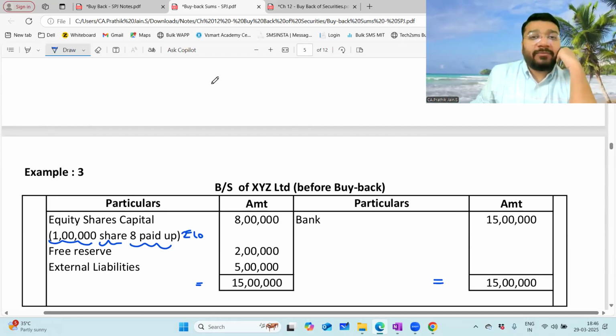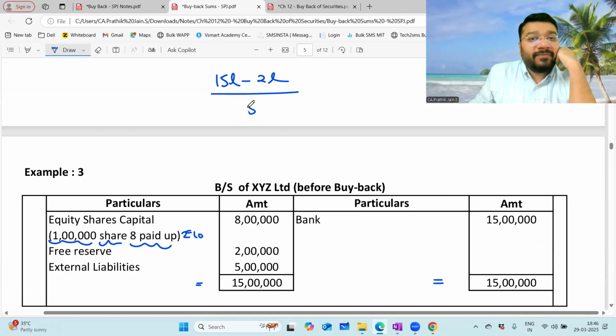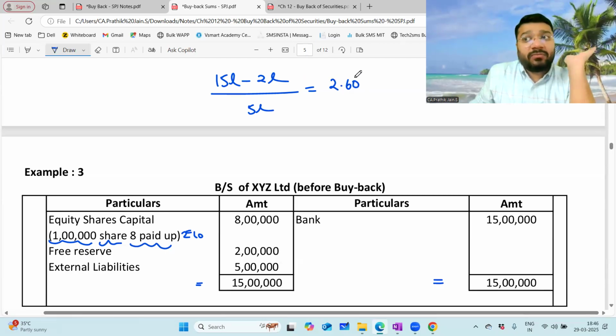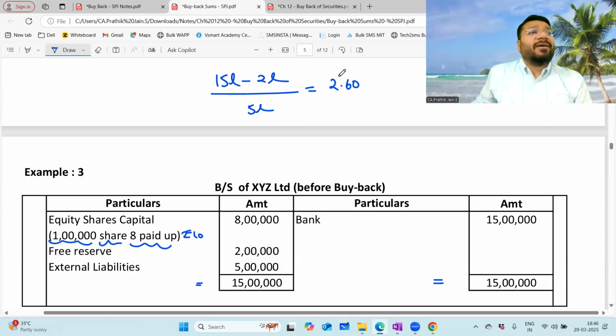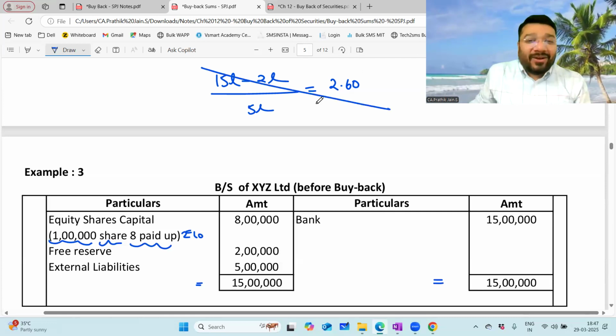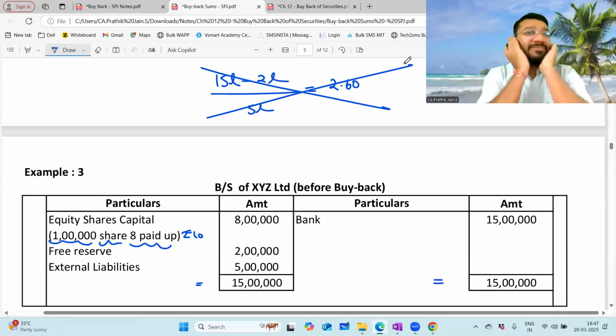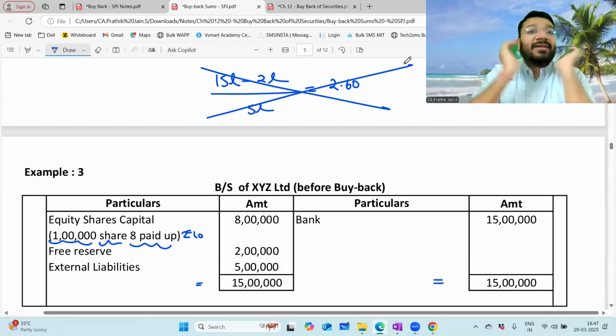2.6. How did you calculate? 2.66. Okay, 2.6 times. Wonderful. With my reaction, you have understood that the calculation you guys have done is wrong. Tell me why it is wrong.